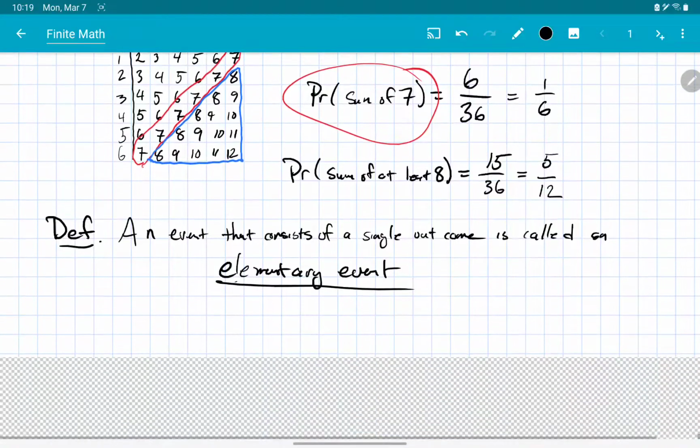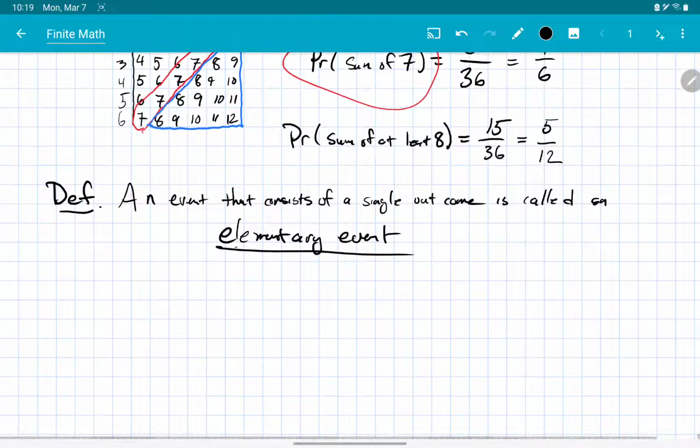Okay. So here is what they call the addition principle.